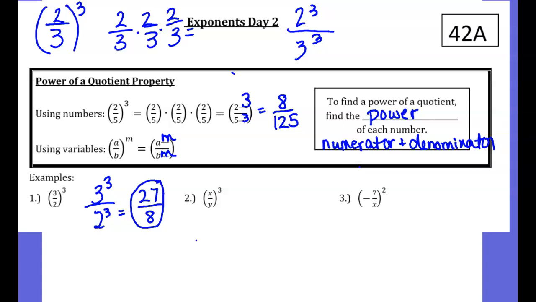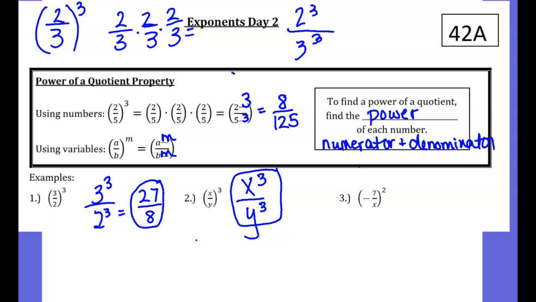Okay, number 2, the numerator goes to the third power, and so does the denominator. And I'll be honest, the most mistakes I see are in the denominator. A lot of kids forget to take the y and raise it to the third power. So take your time and really do your steps.